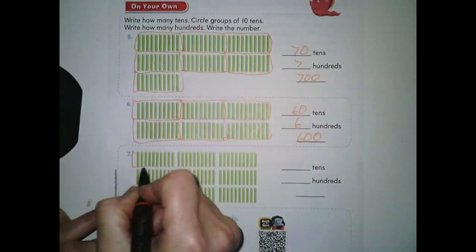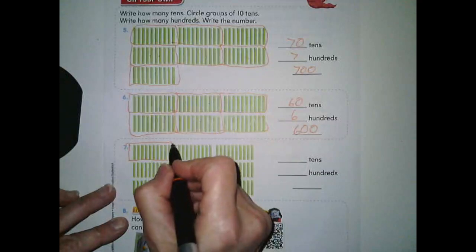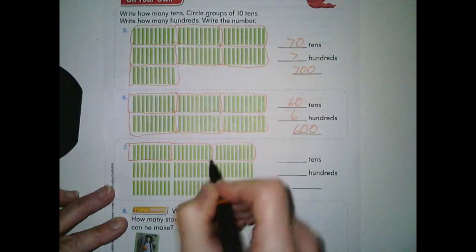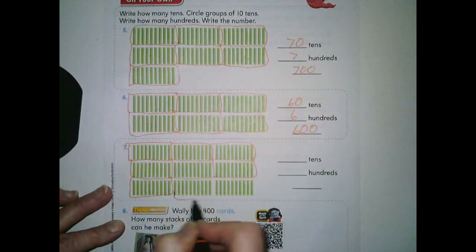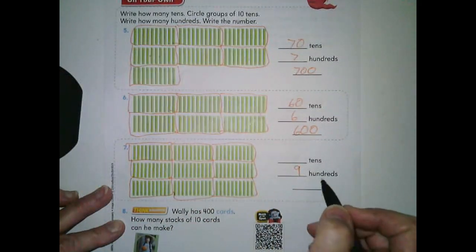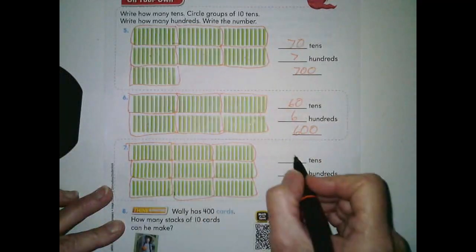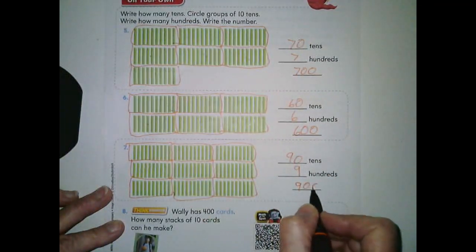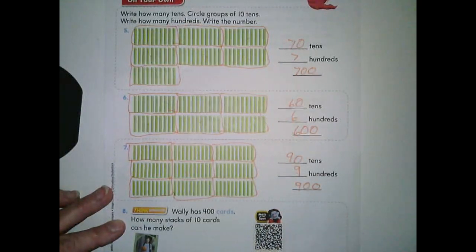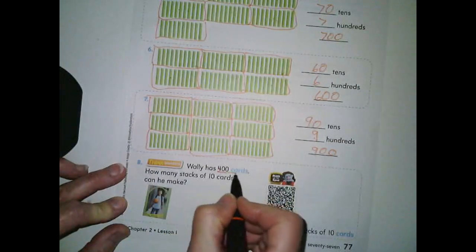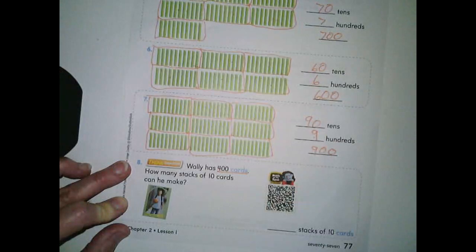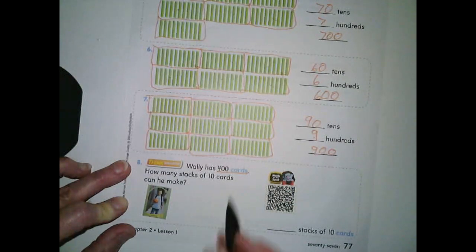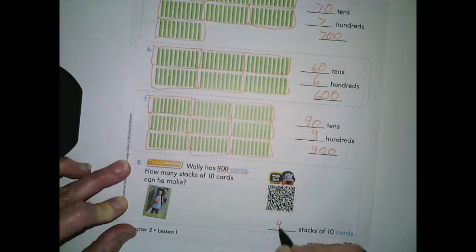We will continue on. 100, 200, 300, 400, 500, 600, 700, 800, 9 sets of 100. I can count by tens for all these little rods. I know it's 90, and I write it as 900. Wally has 400 cards. How many stacks of 10 cards can he make? Well, if you look at our examples up top, how many stacks of 10 to get to 400? He would need 40.